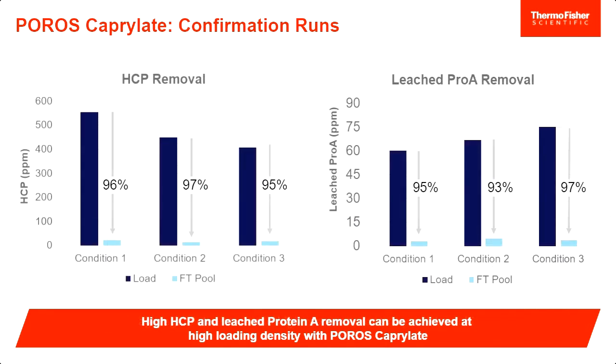There was also consistent monomer recovery of at least 90%. Lastly, here's a summary of the impurity clearance. So greater than 95% host cell protein clearance, greater than 90% leach ligand clearance across all the conditions that we tested. And I did want to mention that we have more in-depth analysis of the different host cell proteins that were cleared. So if you are interested in that, reach out to your local FAS and they have more information for you.